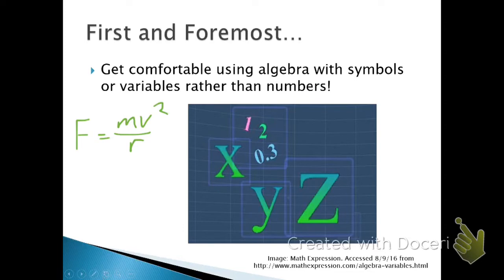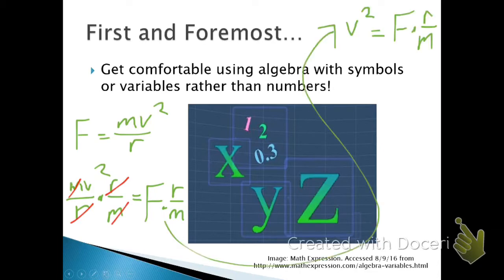So, solving for velocity, I'll just, let's see, divide out mass and multiply by a radius. And I'll do that on both sides of my equation. So that way on the left side, my radii will cancel out, my mass will cancel out, and I'm left with just a velocity squared. Okay, cool. Now all I've got to do is take the square root of both sides of that equation, and I've solved for velocity.